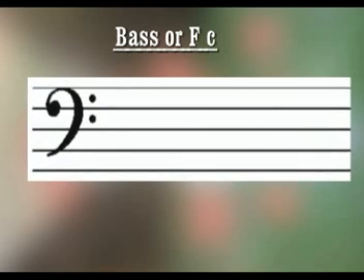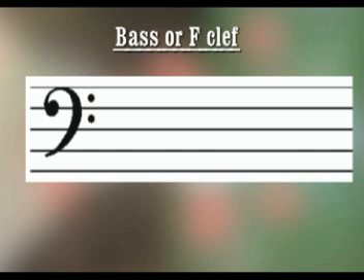Now we go to bass clef. Bass or F clef. This is the representation of bass or F clef. We have our normal 5 lines and the 4 spaces, and you can see the symbol of bass there.